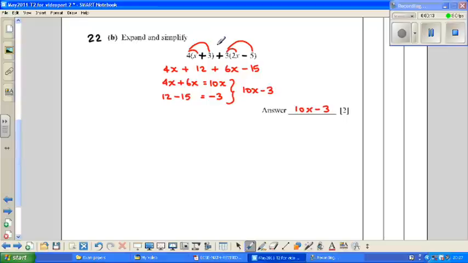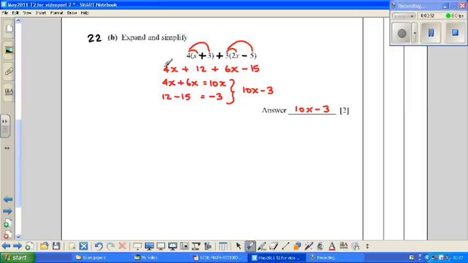So expanding means multiplying out the brackets, and what that means is the number in front, the 4, we're going to multiply the 4 by each of the terms inside the bracket. So it's going to be 4 multiplied by x gives us 4x, then 4 multiplied by plus 3 gives us plus 12, and then the same with the second bracket. The number outside the bracket, we're going to multiply that by each term inside the bracket. So it's 3 multiplied by 2x is 6x, and 3 multiplied by minus 5 is minus 15.